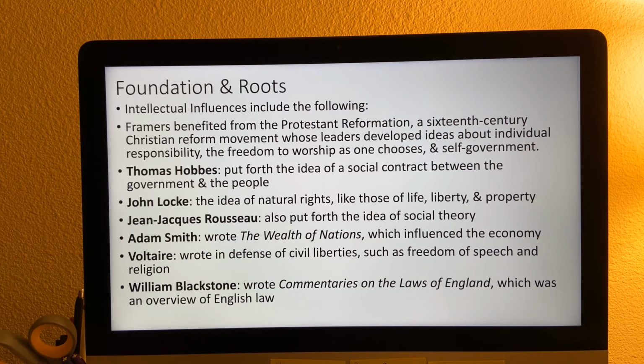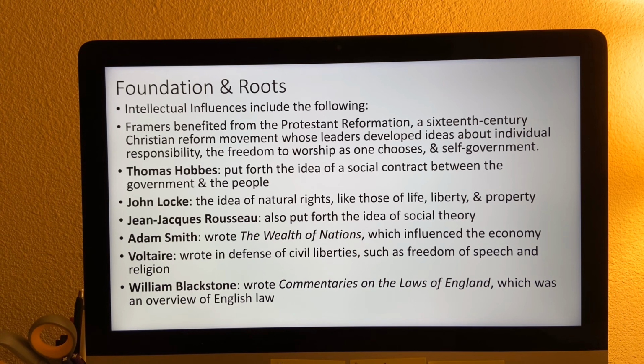Framers also benefited from the Protestant Reformation, which is something that we're talking about in my ninth grade class right now. The Protestant Reformation was a 16th century Christian reform movement whose leaders developed ideas about individual responsibility, the freedom to worship as one chooses, and self-government.